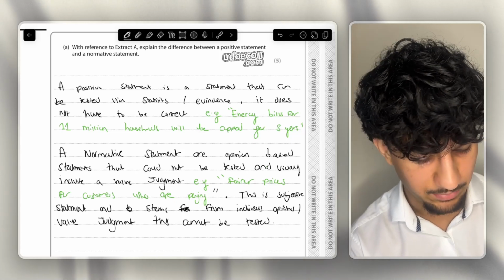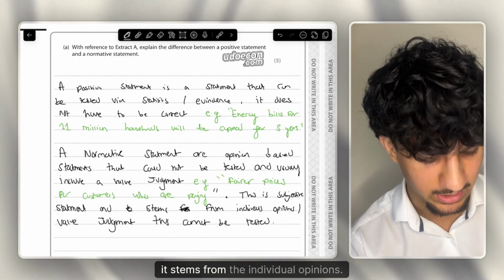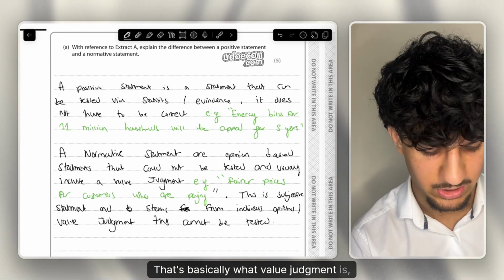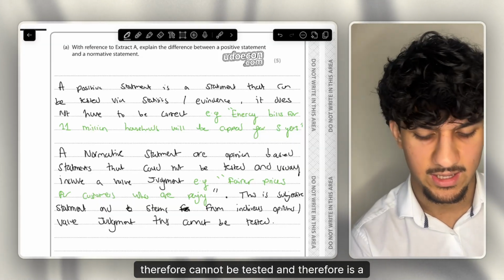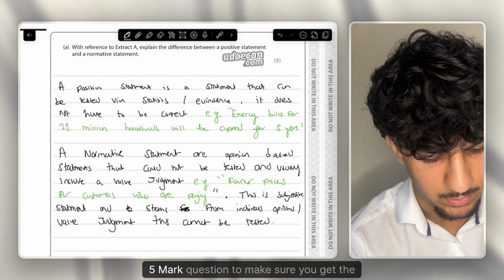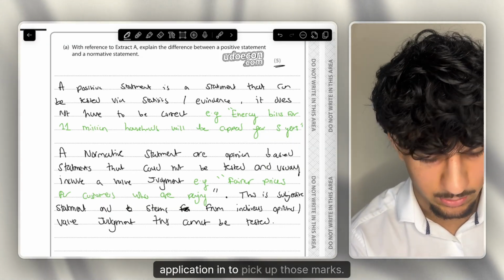So of course fairer, this is a subjective statement. It stems from individual opinions. That's basically what a value judgment is. Therefore, it cannot be tested, and therefore is a normative statement. So it's a very simple 5-mark question, just make sure you get the application in to pick up those marks.